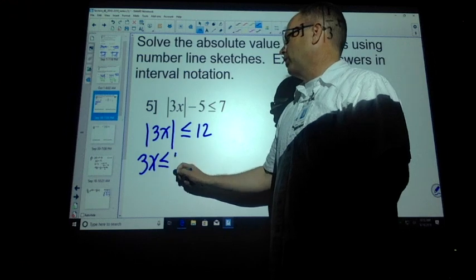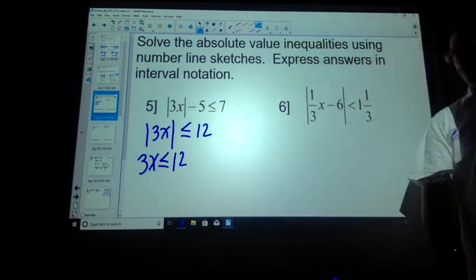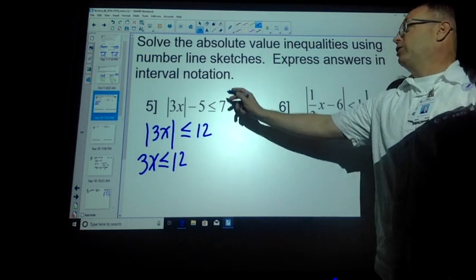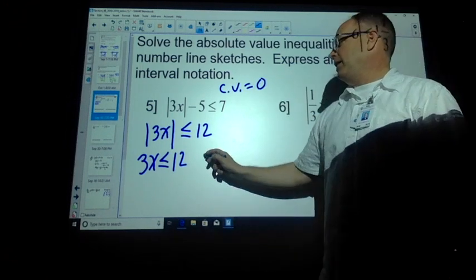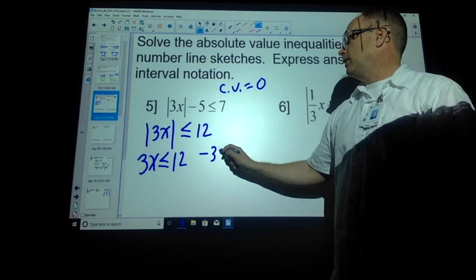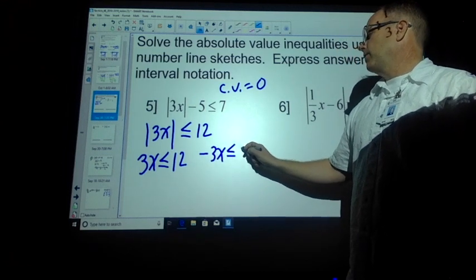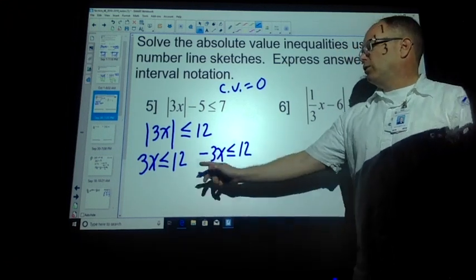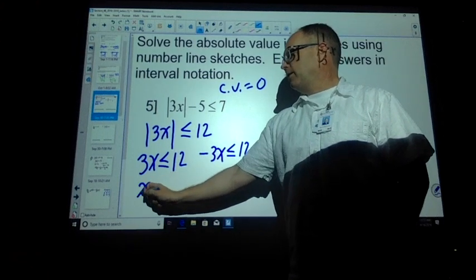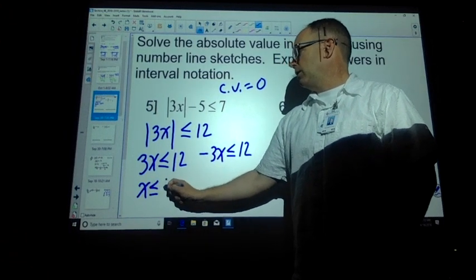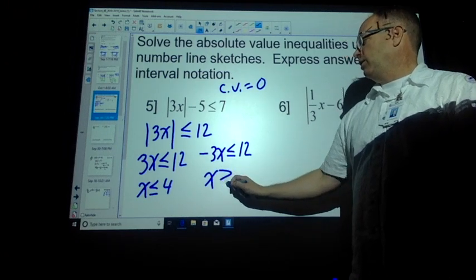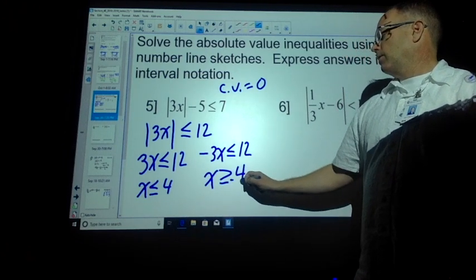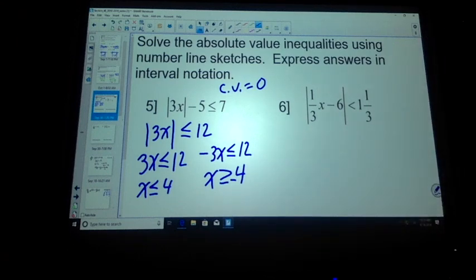All right, here's my first equation. Still with me? This one would have a critical value, just in case you're concerned, of 0. And then here's my other one. If I divide both sides by 3 here, that's going to be this. If I divide both sides by -3 here, this is going to do this. Right? Did I do it right?